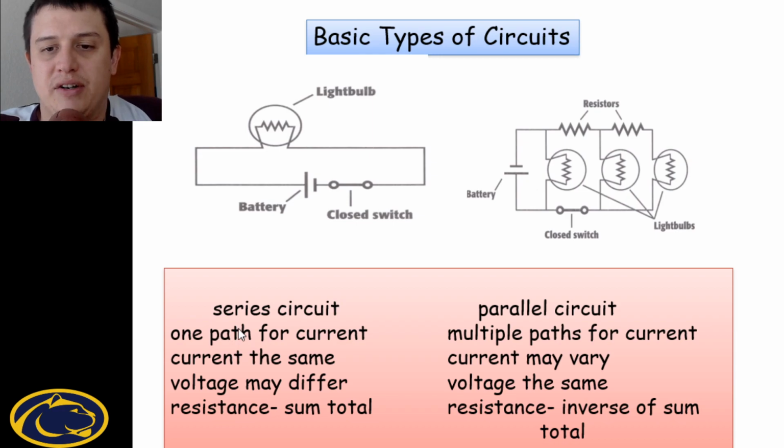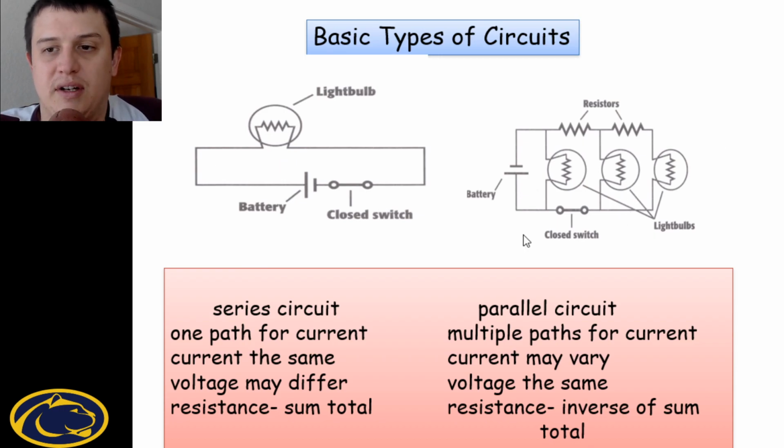So information here, series circuit, one path for current. Current the same, voltage may differ, resistance, sum total. So that's just telling you that the current stays the same, voltage is going to differ, resistance is equal to the sum total of all the resistors.